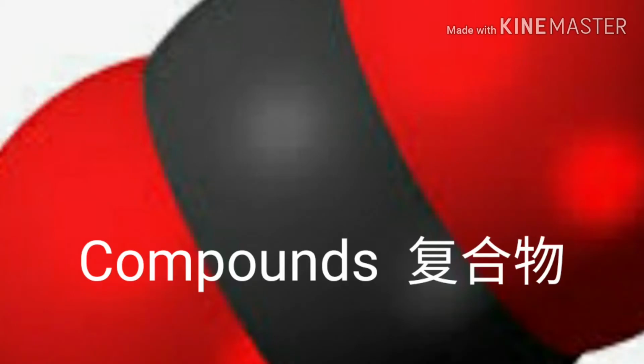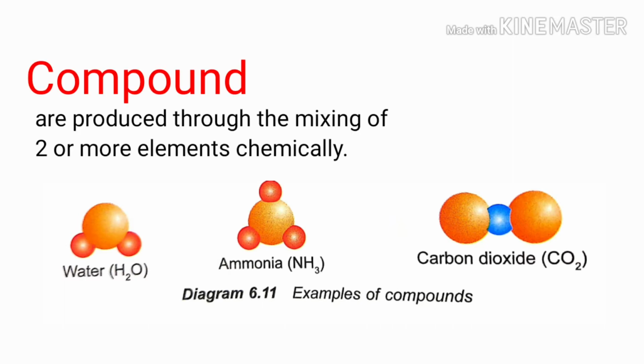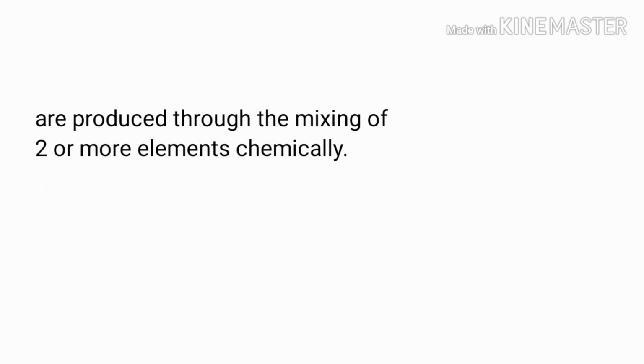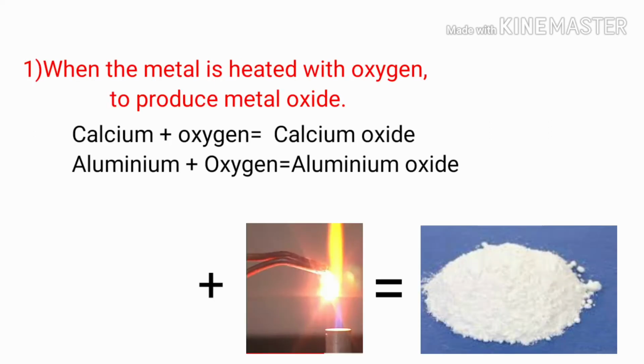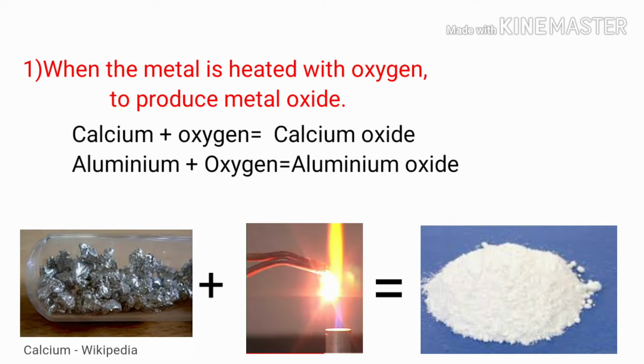今天我们要学的是叫 compound 复合物。Compounds are produced through the mixing of two or more elements chemically，就是它必须要化学，必须要加热才结合的一个成品。Example，我们有 water，就是 H2O、ammonia NH3、carbon dioxide CO2。我们会学4种方法。第一个呢是 when the metal is heated with oxygen to produce metal oxide.